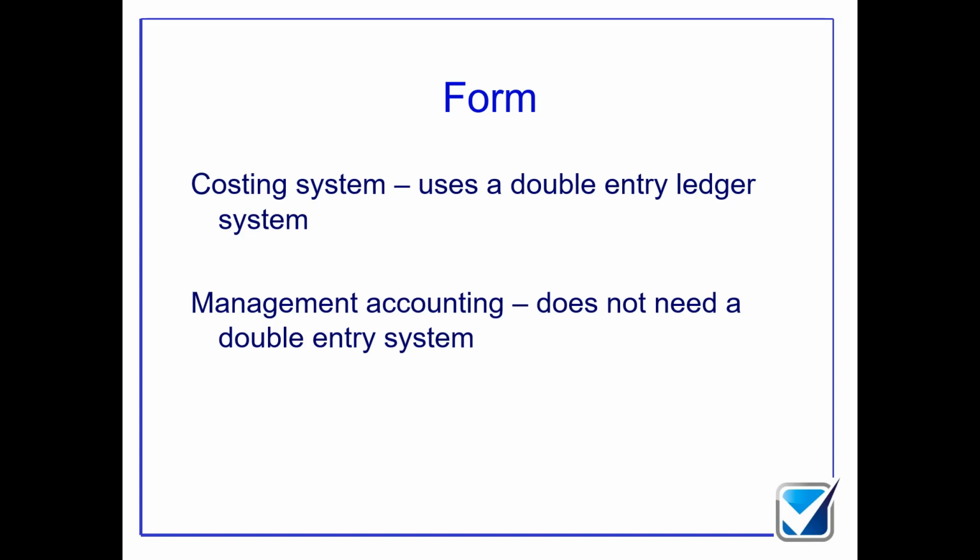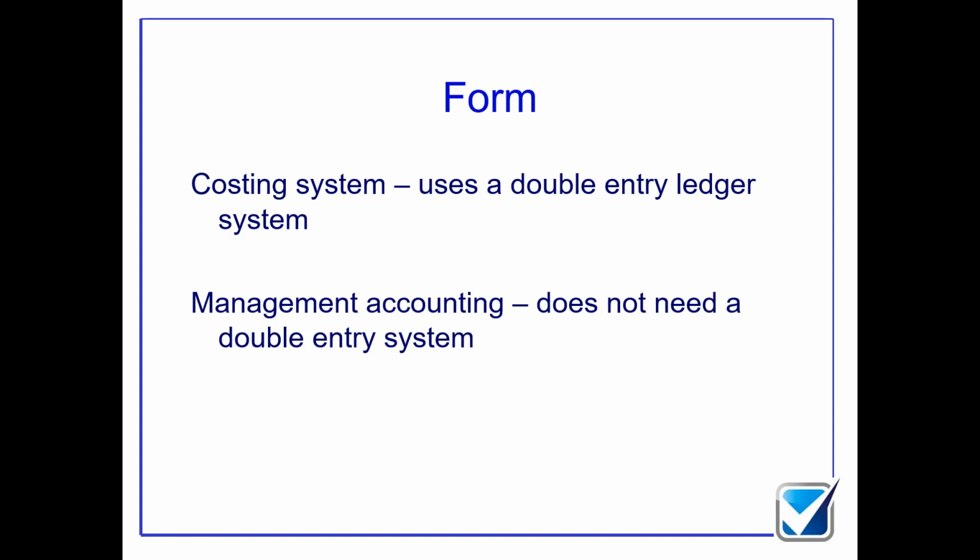The management accounting system does not need to be part of the double entry system, because the management accounting system will try to predict what's going to happen in the future. Accounting systems, such as our double entry ledger accounting system, are not able to deal with predictions. So they're not able to deal with what we think is going to happen in the future, which means that we couldn't really deal with that.